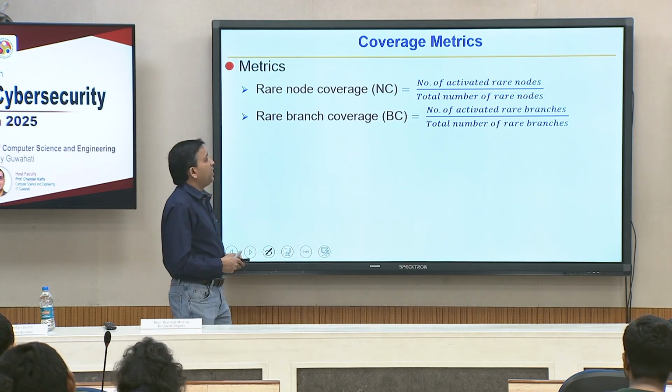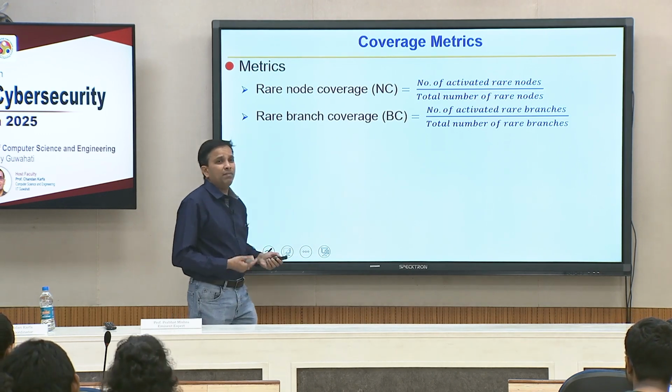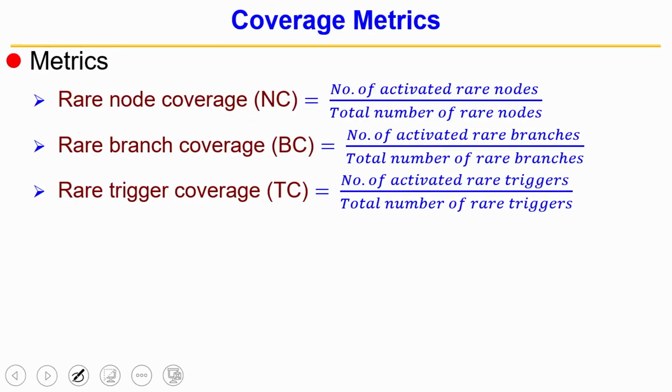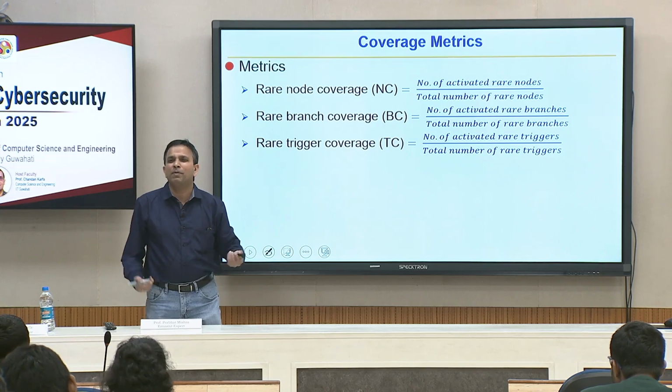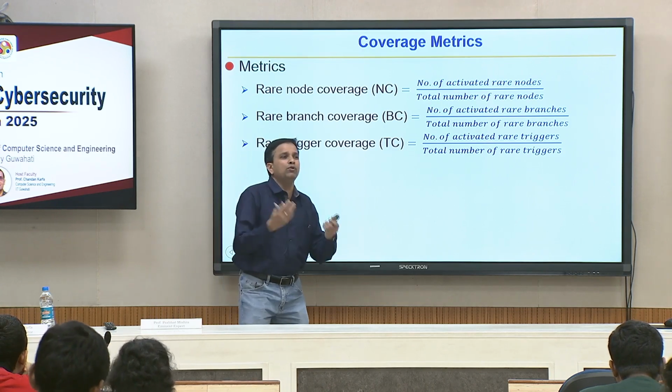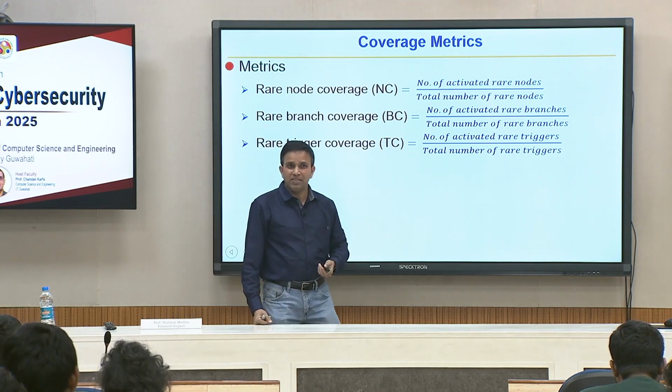Then if you are thinking of rare branch coverage, same thing: number of activated branches over number of overall branches. Now branch coverage and node coverage are not that difficult, but trigger coverage is a serious problem. Anybody knows why? Number of nodes can be counted. Now think of number of signals, you exactly know, a million. Number of branches, you know, thousands or millions of branches.